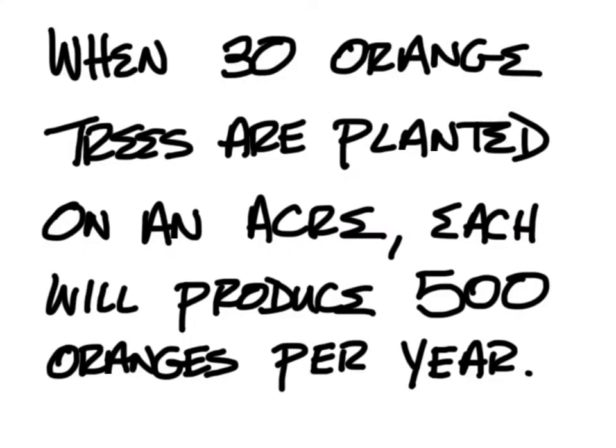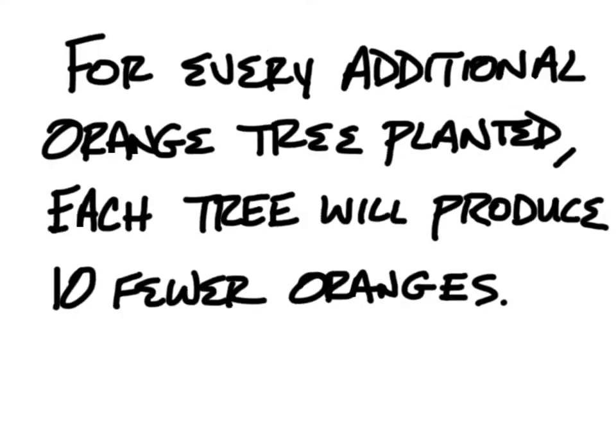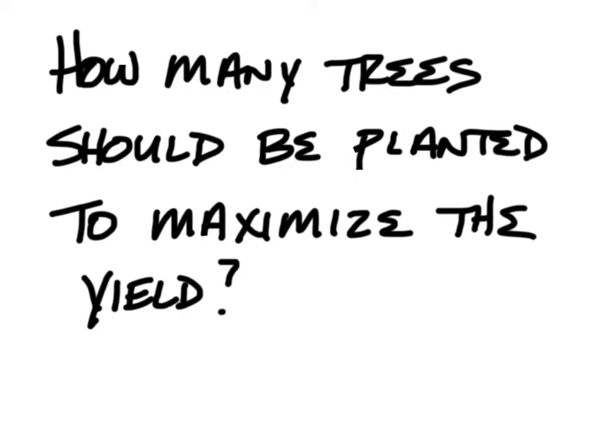When 30 orange trees are planted on an acre, each will produce 500 oranges per year. For every additional orange tree planted, each tree will produce 10 fewer oranges. The more trees you put together, the less they will yield. So in this case, 10 fewer oranges per tree for every one after what's already been put down is planted. How many trees should be planted to maximize the yield? At what point should we plant no more trees?